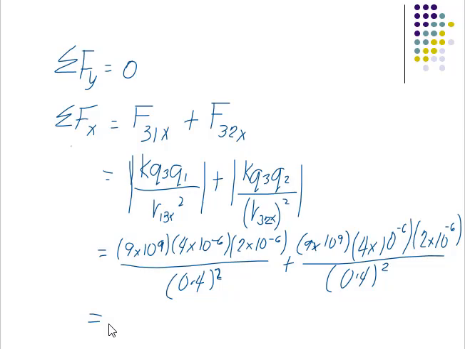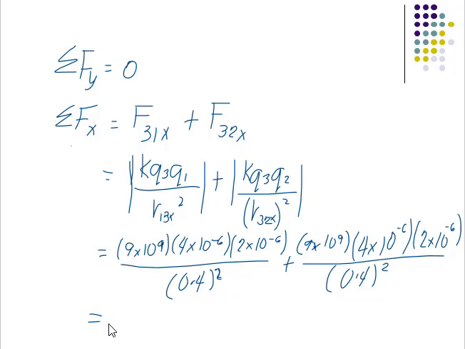9 times 10 to the 9 times 4 times 10 to negative 6 times 2 times 10 to negative 6 divided by 0.4 squared. Then we can just multiply it by 2 since they are the same.